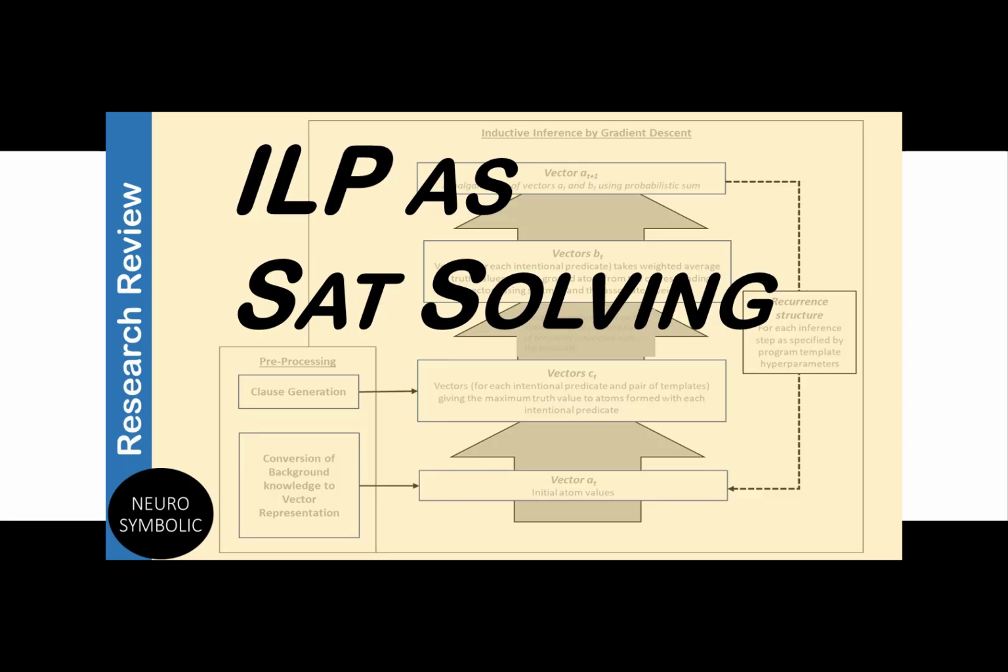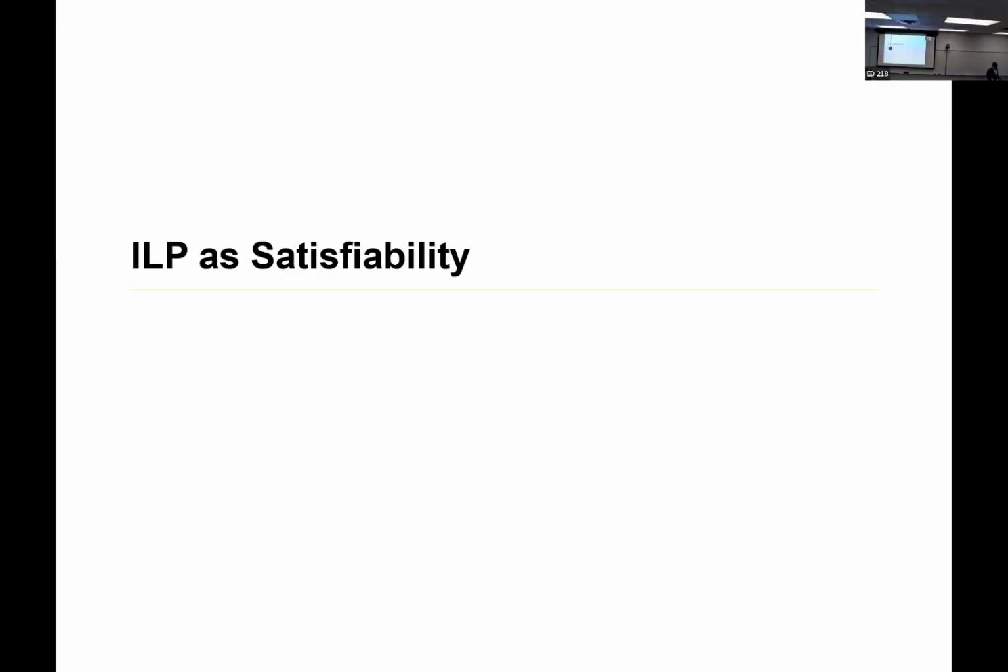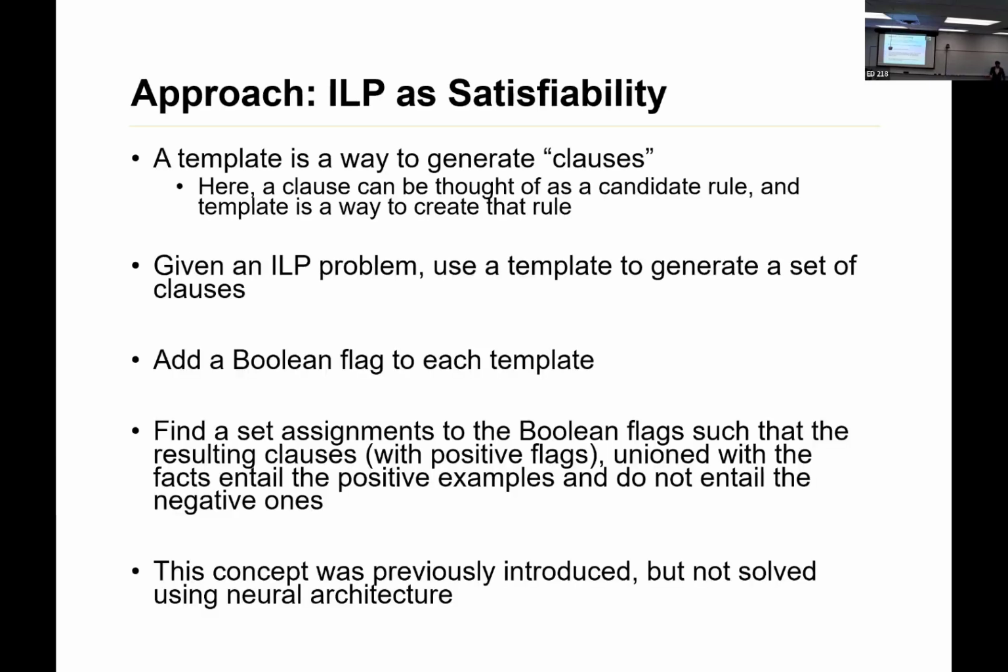Let's talk about framing ILP as a satisfiability problem. Of course, we all know satisfiability is finding an assignment of Boolean variables that satisfies a given formula. And this is the approach they take. First, we have this idea of a template. A template specifies a way to generate clauses, candidate rules. For a given template, there's a whole bunch of potential rules based on that template that we want to consider.